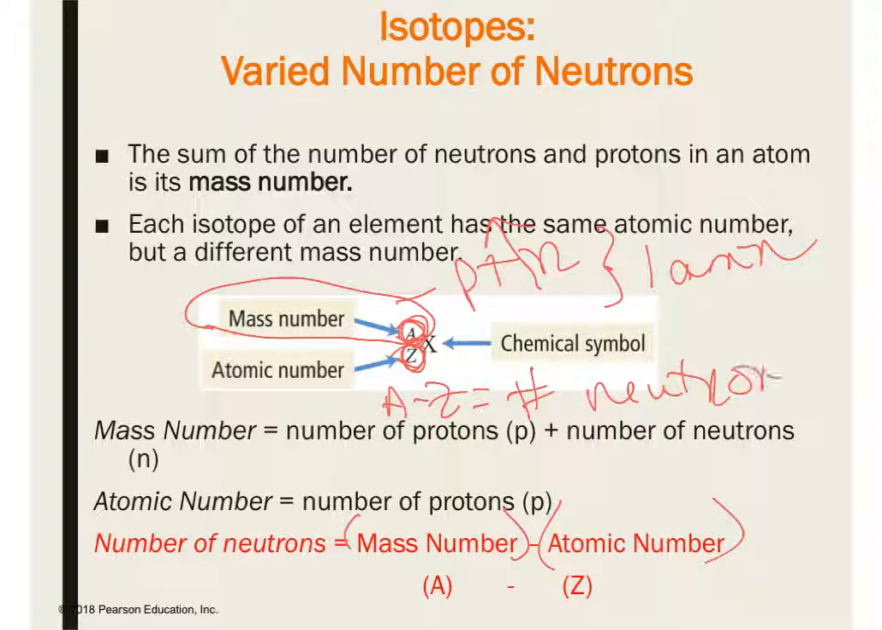So that's why, when we write the symbol for an element on pen and paper, we put the mass number, the larger number, on top, because it's easy to set this up as a subtraction problem to find the number of neutrons.